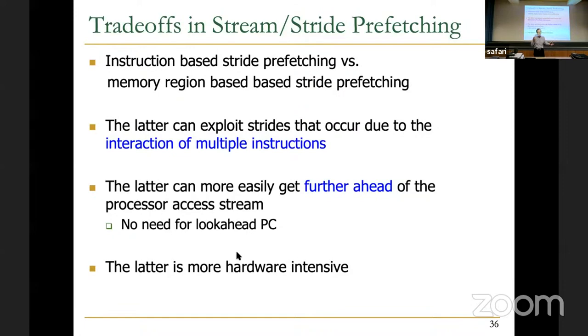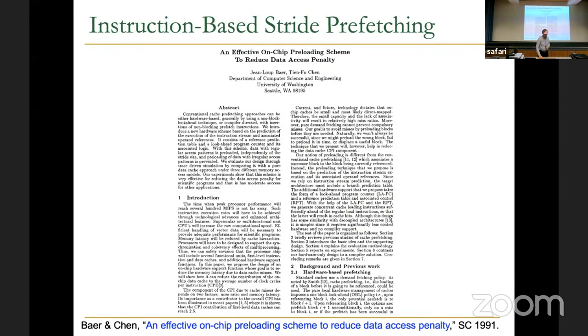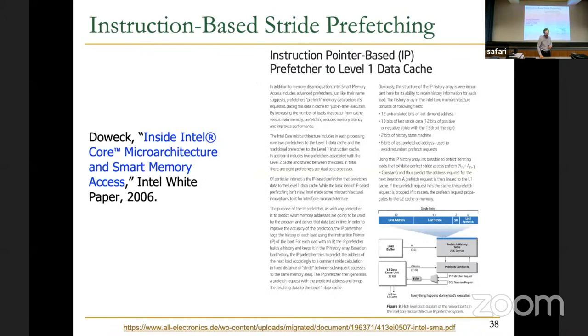Okay, I think I've said this already. So this is a paper that introduced the instruction-based stride prefetching. You can see that it's from 1991. There were prefetchers before this, but this does instruction-based stride prefetching. And you can see that instruction-based stride prefetchers are actually employed in Intel processors, especially into the L1 data cache. Here they can detect the data patterns better. And you can see it's kind of similar to what's described here. Again, I'm not going to go into details. You can read white papers about this.